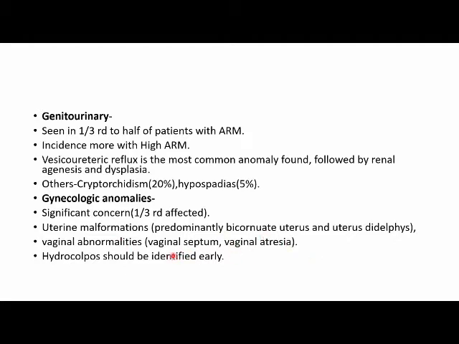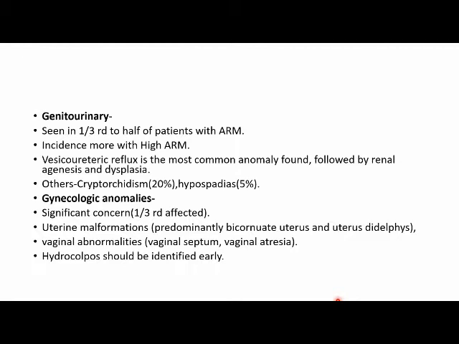In case of vaginal septum, there can be accumulation of mucus and vaginal secretion, and it can lead on to hydrocolpos also. The most important thing, especially when you see a case of cloaca, is that you need to rule out hydrocolpos initially itself. It can be identified via abdominal examination, or else if you do a pelvic ultrasound also, you can rule out hydrocolpos.